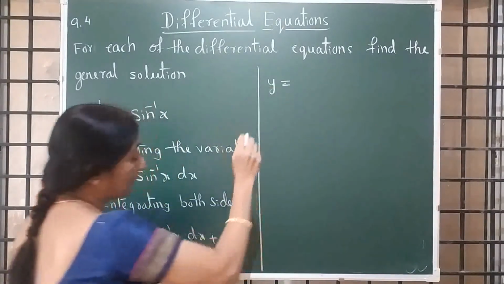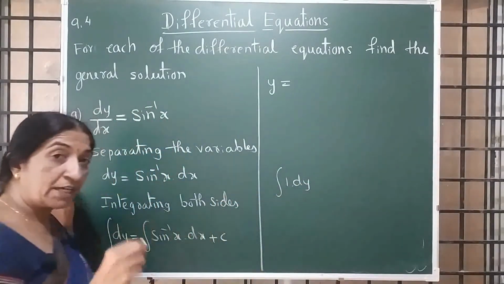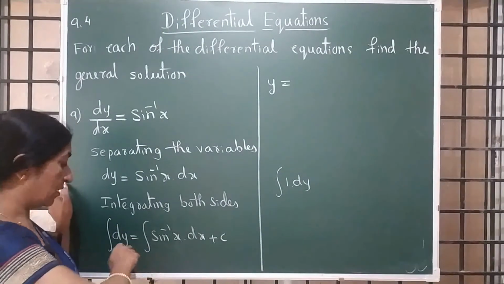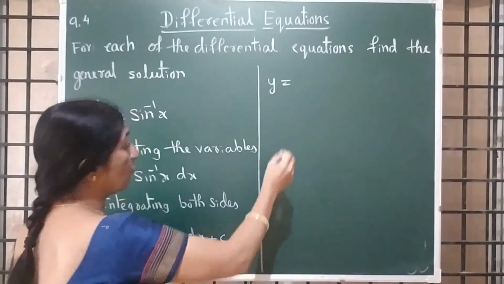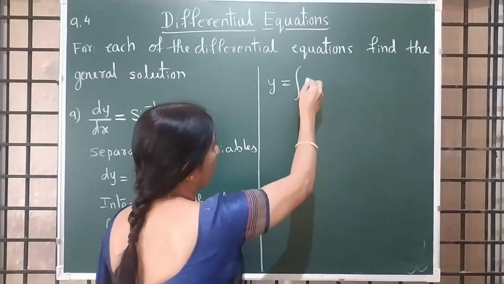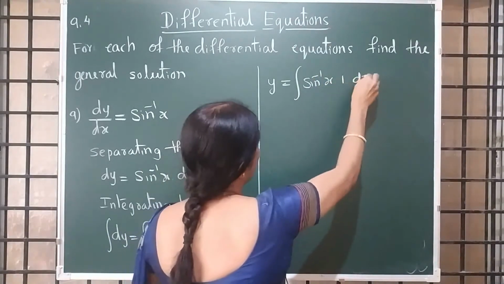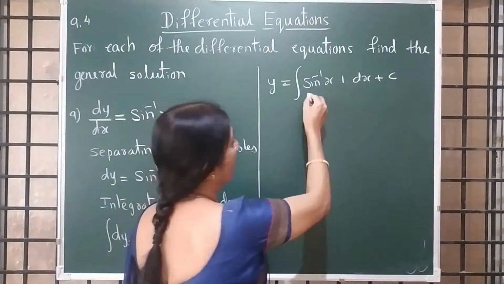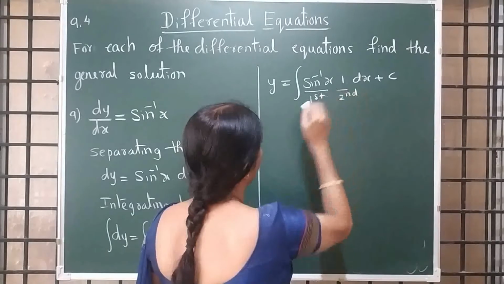It is nothing but integration of 1 into dy. Integration of 1 with whatever the variable, you have to write that variable. So 1 with respect to dy is y. And sin inverse x, we don't know the integration, that's why I am writing like this: sin inverse x into 1 into dx plus c. Here I am applying by parts. This I took as first term and this I took as second term.